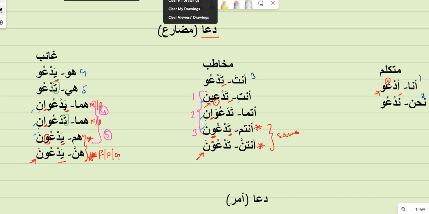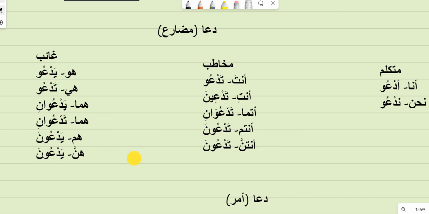So let's see the amr form of this verb. In the amr, as I told you how to make the amr, I'm not going to repeat it. So you check the third letter. The third letter has a dhamma, so the alif will also have a dhamma. That's why we have anta ud'u. The moment anti comes, the ya mukhatiba comes back, ud'i. Because of the ya, it's taking a kasra. Now antuma ud'uwa, so there can't be two alifs, so the waw is the changed alif.